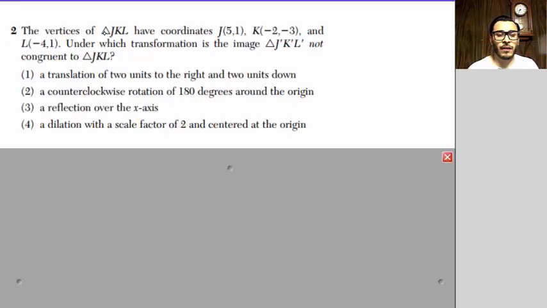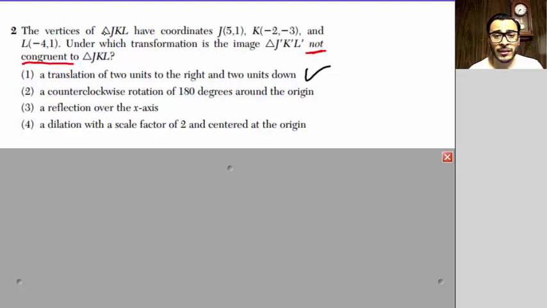Number 2 says the vertices of triangle JKL have coordinates J, K, and L. Under which transformation is the image, triangle J prime, K prime, L prime, not congruent to triangle JKL? So we're looking for not congruent. What you want to do with this question is look at each of the choices and just eliminate the ones that do not match the criteria. So looking at choice 1, it says a translation of 2 units to the right and 2 units down. That will produce a congruent image.